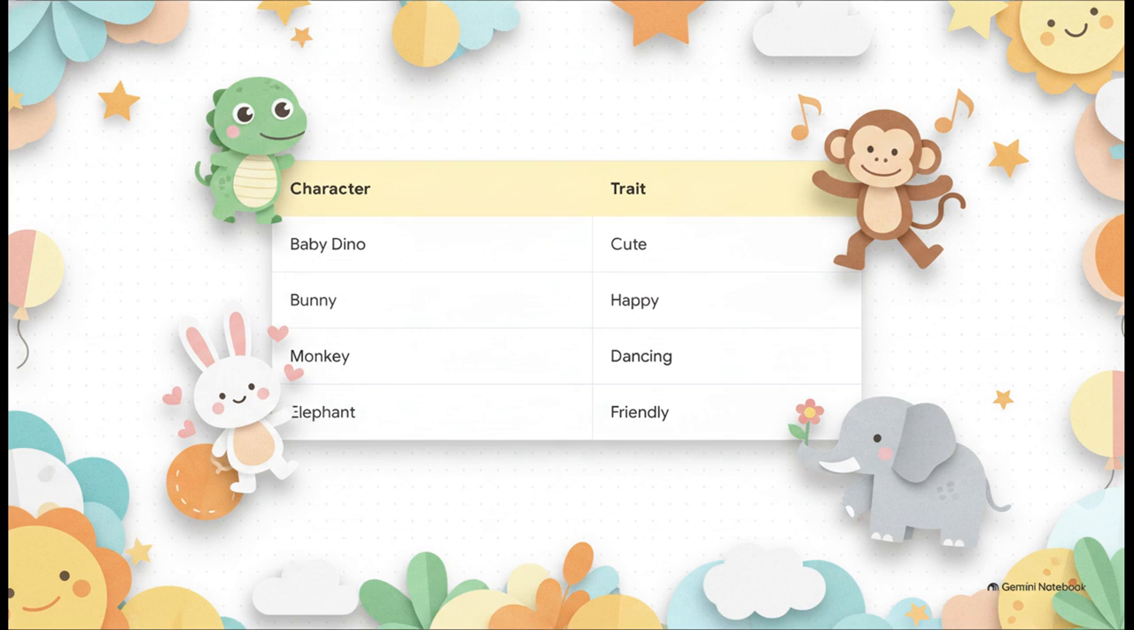And the cast introduced in scene 2? It's carefully, beautifully engineered. We start with Baby Dino, whose main trait is cute. Then we throw in a bunny, who is happy, a monkey who's dancing, and an elephant who is friendly. Do you see what's happening here? Notice how deliberately each character fulfills a specific, overwhelmingly positive emotional trait? There are 0 grumpy or complicated characters here. It is a highly optimized mix designed to just captivate a young audience by giving them this variety of energetic, joyful avatars to follow around.